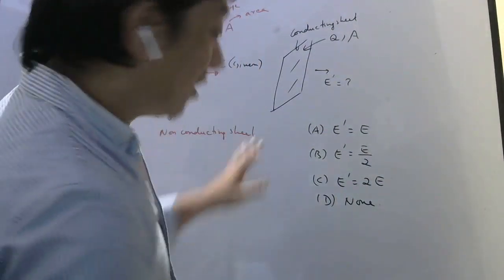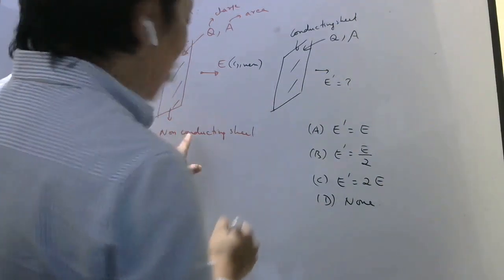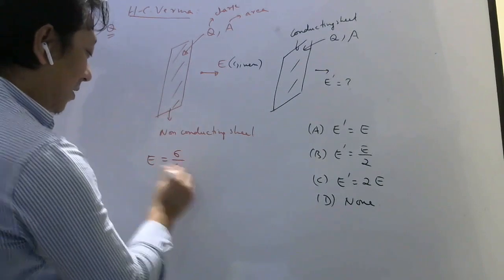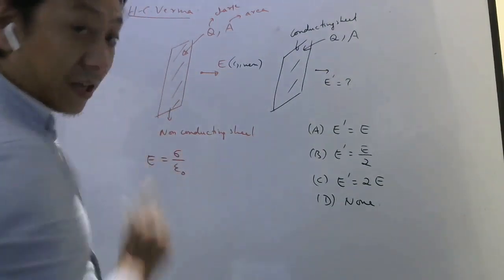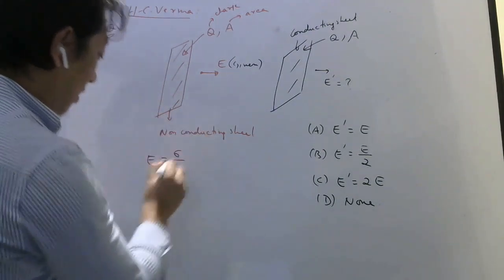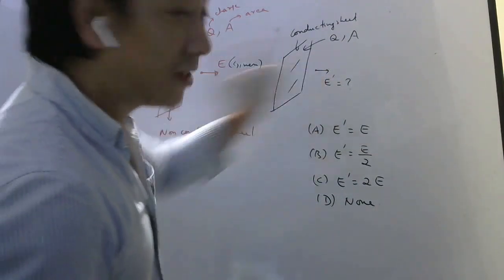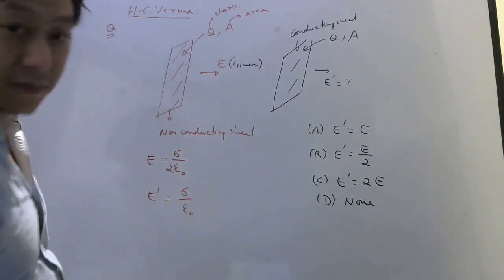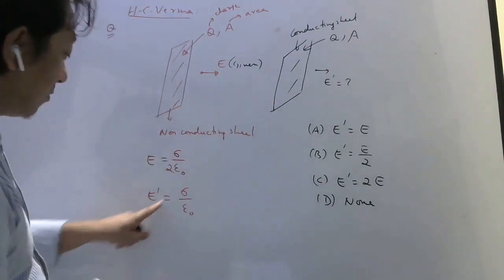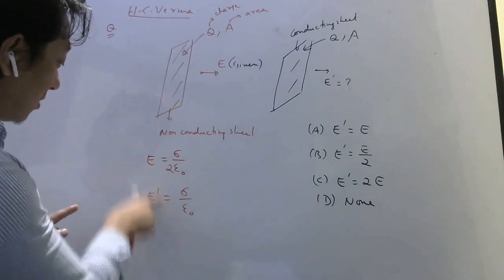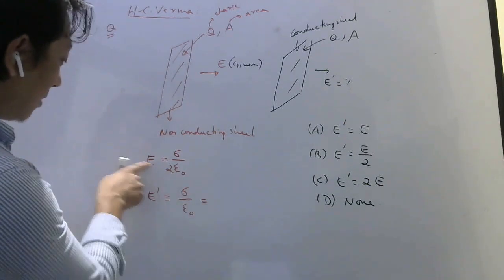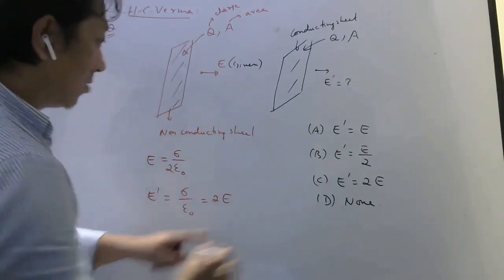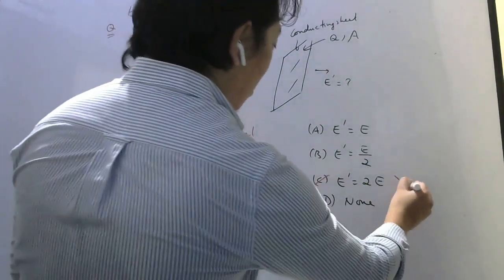Now many students think like this. This is a non-conducting sheet, so they think E will be sigma by epsilon naught, which is correct, actually the formula is correct. Sorry, for non-conducting I should write sigma by 2 epsilon naught. And this is a conducting sheet, so E dash will be sigma by epsilon naught. So what is the relation between them? Cross multiply: sigma by epsilon naught will be 2E. So they will take this option, which is wrong. This is the right answer.